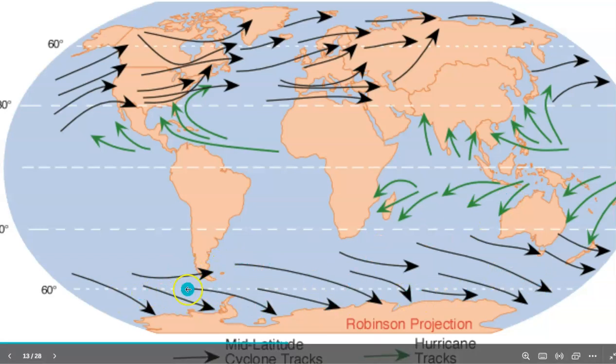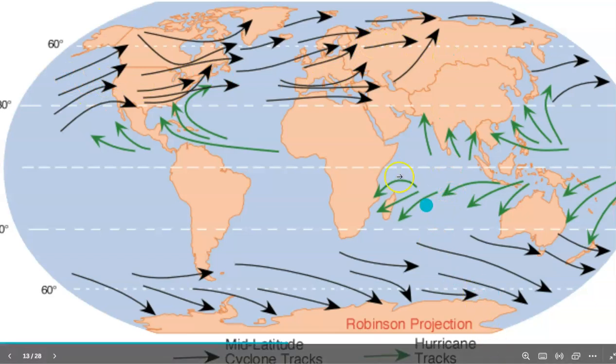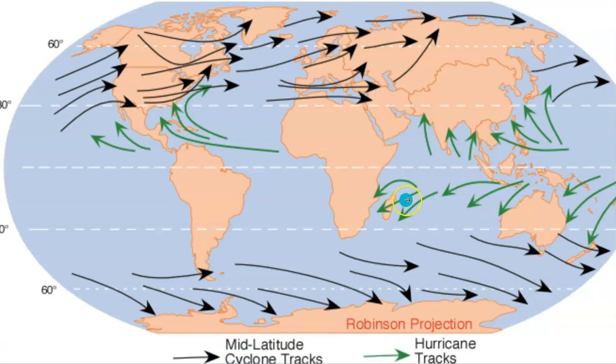All right, so this is how they move. You can see they move in this direction. Here is the mid-latitudes in the southern hemisphere, and these are the ones in the northern hemisphere. This is hurricane tracks. In actual fact, this is not hurricane tracks. This is probably a tropical cyclone, which we'll discuss later. Okay, so this is how your mid-latitude cyclones move.